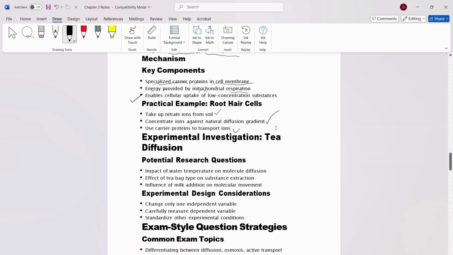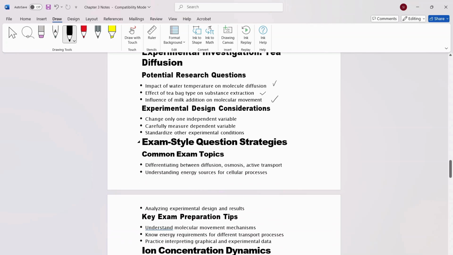Next, we have an experimental investigation. Diffusion. Potential questions can be: impact of temperature on molecule diffusion, effect of tea bag type on substance extraction, influence of milk addition on molecular movement. Experimental design: change only one independent variable, carefully measure the dependent variable, standardize other experimental conditions.